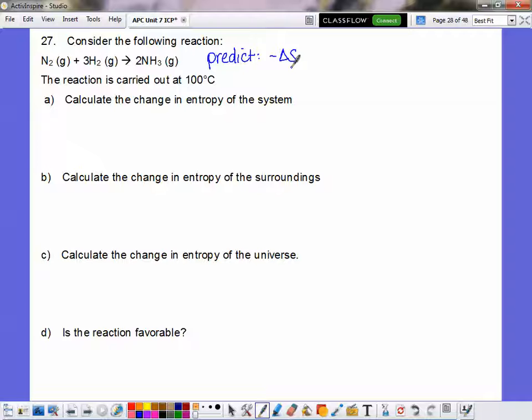Okay. All right, so calculations. Letter A is asking for the change in the entropy of the system, which is our reaction, okay? This we're going to calculate using Big Mama version 2. Big Mama version 1 is what you watched in the video on your snow day. The delta H of reaction equals the sum of the delta H of formations of the products minus the sum of the delta H of formations of the reactants. That formula is on your formula sheet.